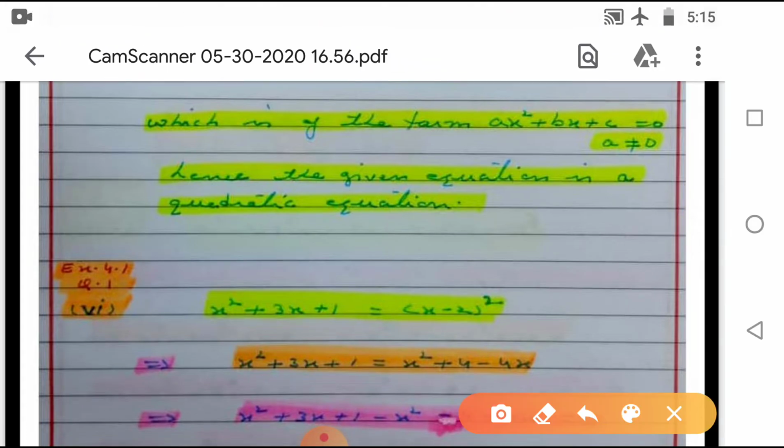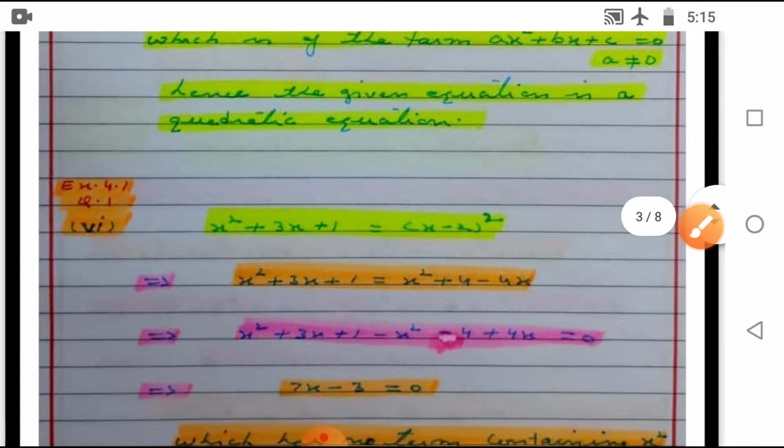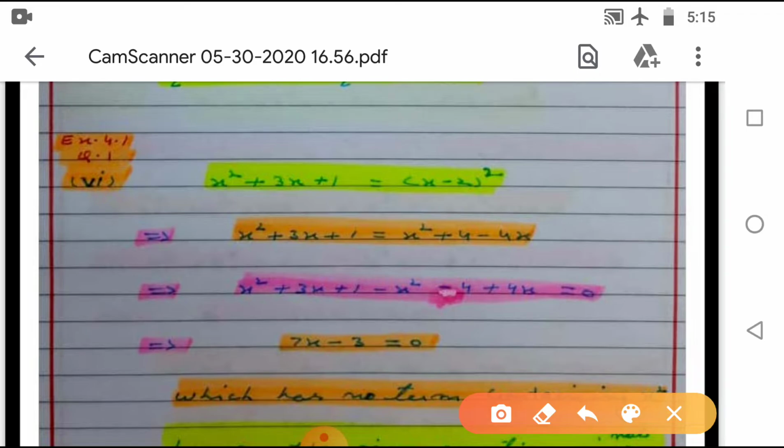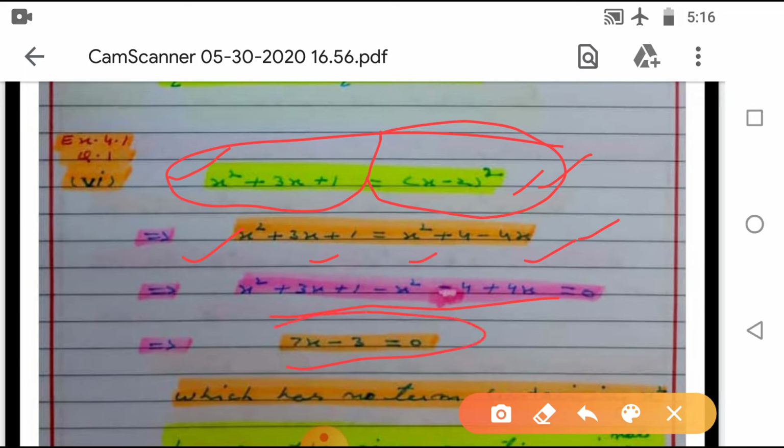Now, look at the sixth part. The question is x² + 3x + 1 = (x − 2)². So, open the bracket by using (a − b)² here. We get x² + 3x + 1 = x² + 4 − 4x, and finally, when you solve we get 7x − 3 = 0.